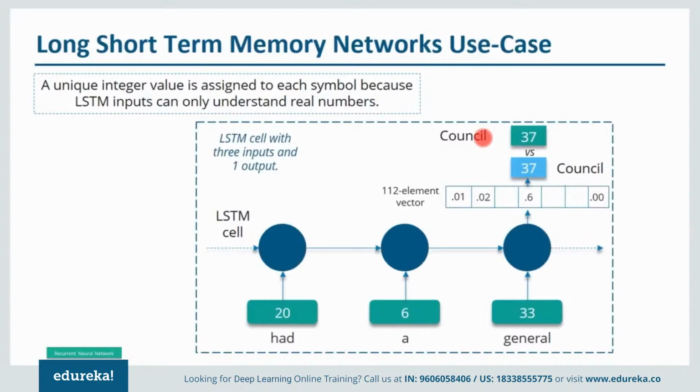For example, we have had here that will have value 20, a will have value 6, general will have value 33. Alright, and then our LSTM will create a 112 element vector that will contain the probability of each of these words, or each of these unique integer values. Alright, so since 0.6 has the highest probability in this particular vector, it will pick the index value of 0.6, then it will see what symbol is attached to that particular integer value. So 37 is attached to council. So this will be our prediction, which is absolutely correct, as the label is also council according to our training data.